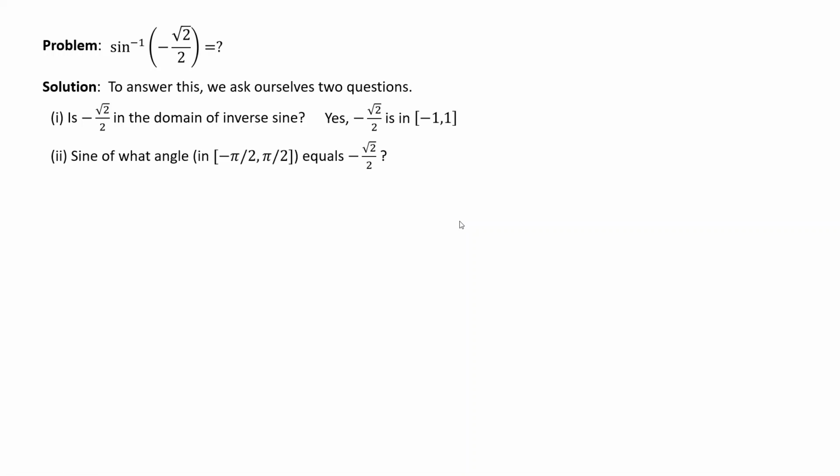So what angle, sine of what angle in negative pi half to pi half equals negative square root of 2 over 2? Sine of 45 degrees, or sine of pi fourths, is square root of 2 over 2. So sine of negative pi fourths is negative square root of 2 over 2. As simple as that. So sine inverse of negative square root of 2 over 2 is negative pi over 4.